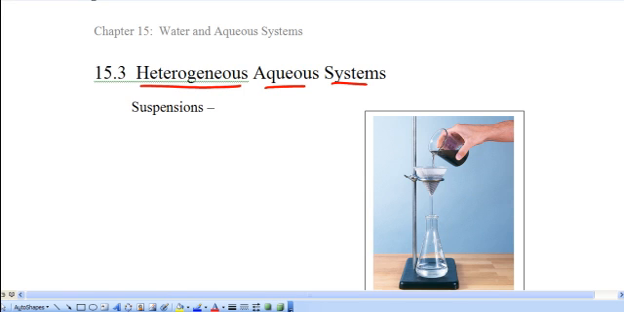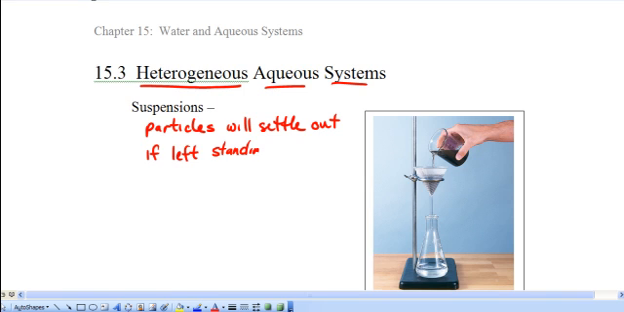And one of those types of systems is what's called a suspension. A suspension is going to be different from a solution because the particles will settle out over time. Will settle out if left standing. Simply meaning if you take your container and just let it sit there, the particles will sink to the bottom.